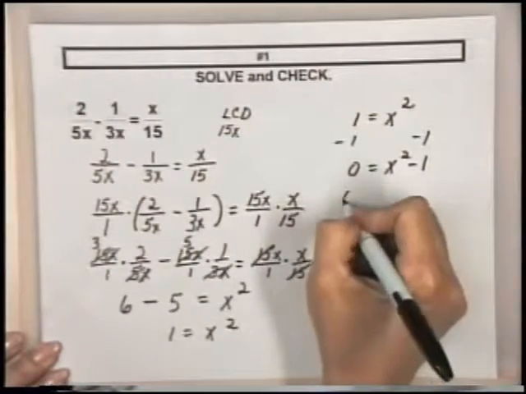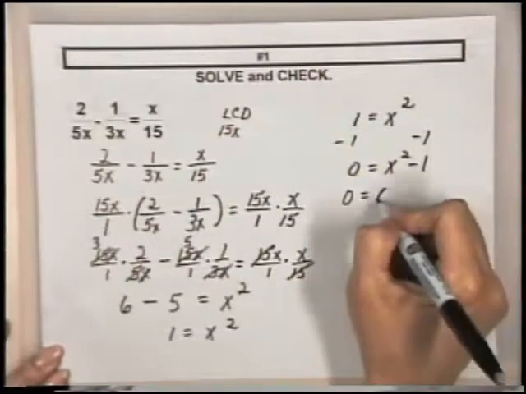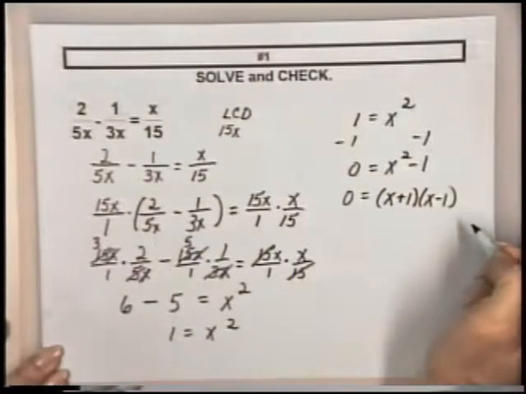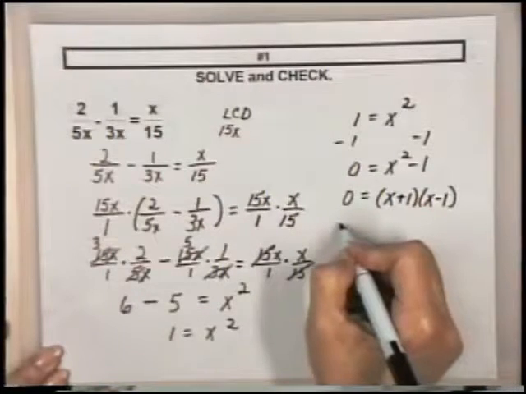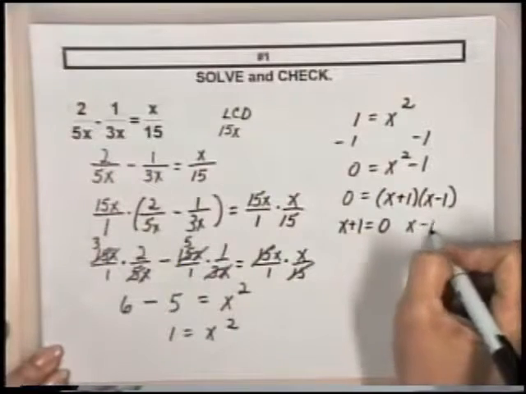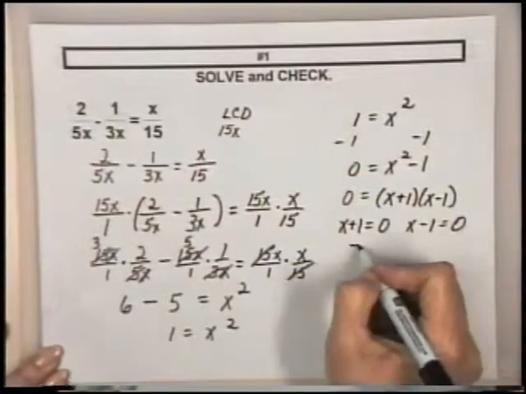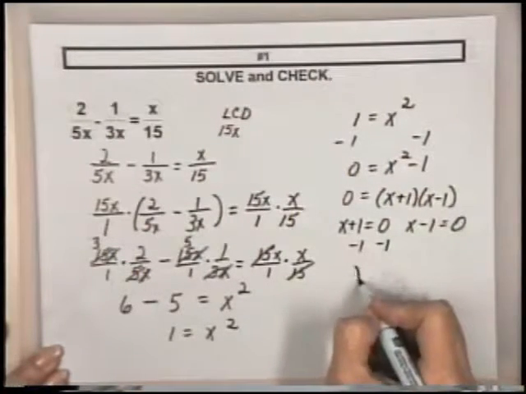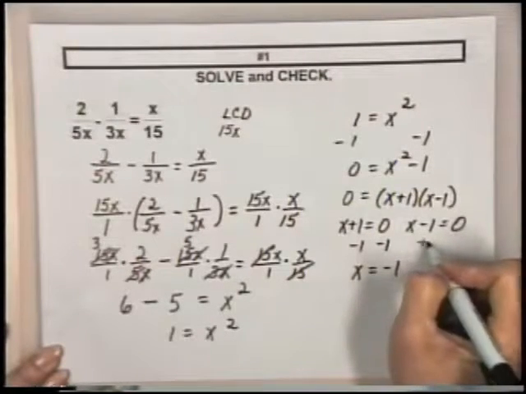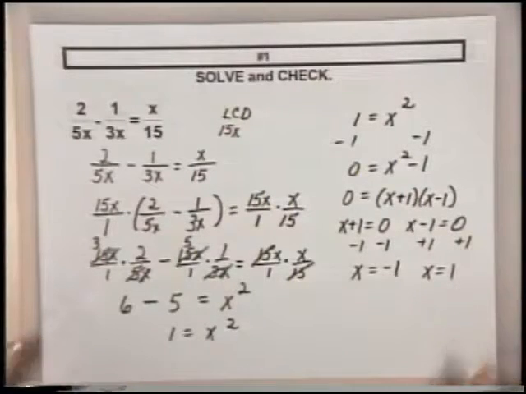Since it's quadratic, I will factor it. X squared minus 1 is a difference of squares. It factors as x plus 1 times x minus 1. Setting each factor equal to 0, I will have x plus 1 equals 0 and x minus 1 equals 0. Solving the first equation, I will subtract 1 from both sides. I get x equals negative 1. Solving the second equation, I will add 1 to both sides. I get x equals 1.